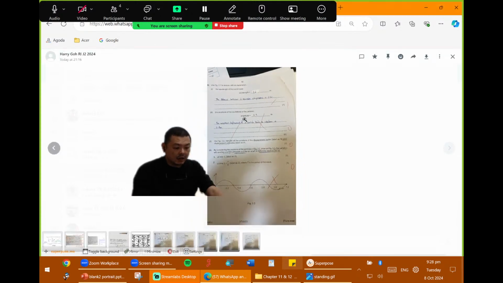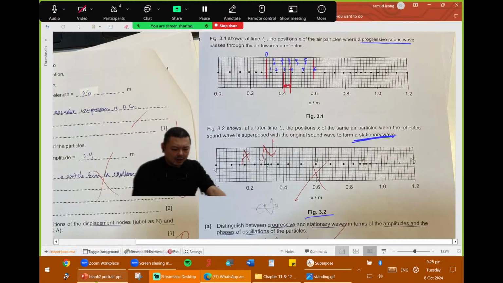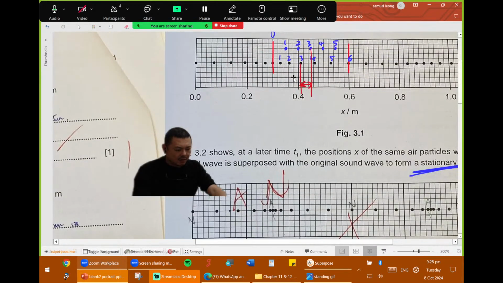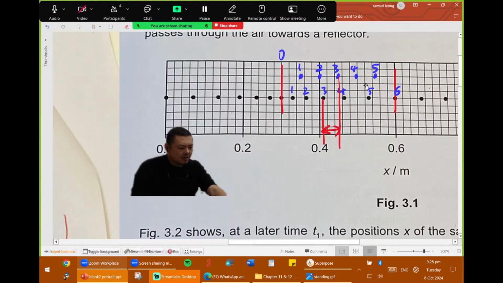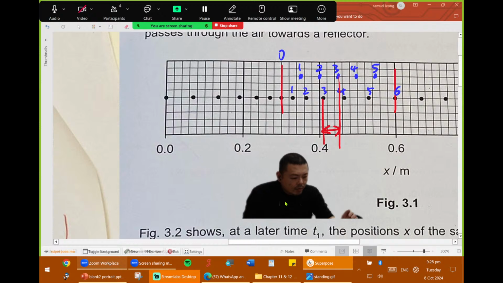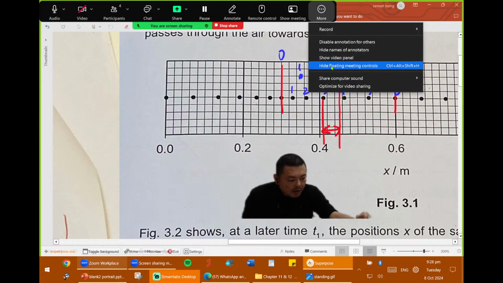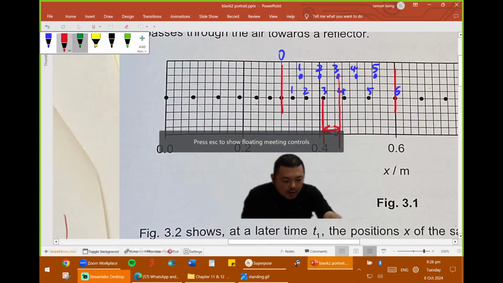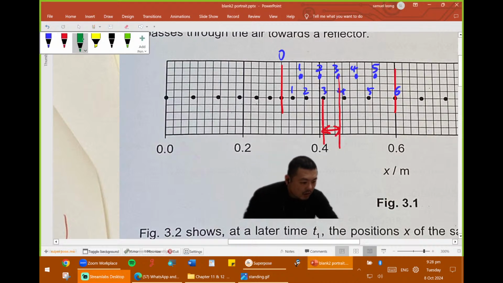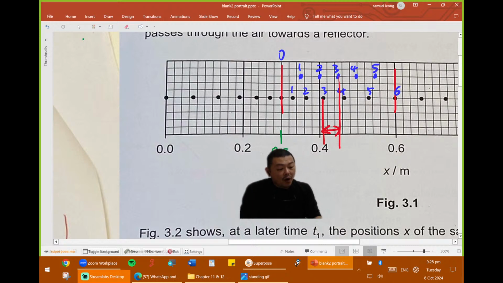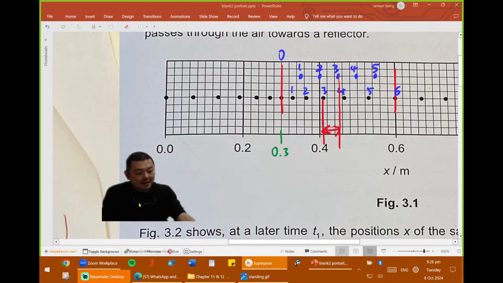It's not, it's only two squares. Yeah, it's only two squares. How much distance is two squares? 0.04.